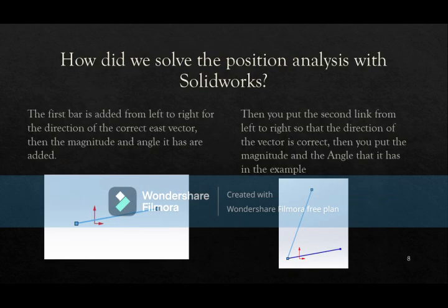The first bar is added from left to right for the direction of a correct x vector. Then the magnitude and angle are added. Then you put the second link from left to right, so that the direction of the vector is correct. Then you put the magnitude and the angle. That is in this example.